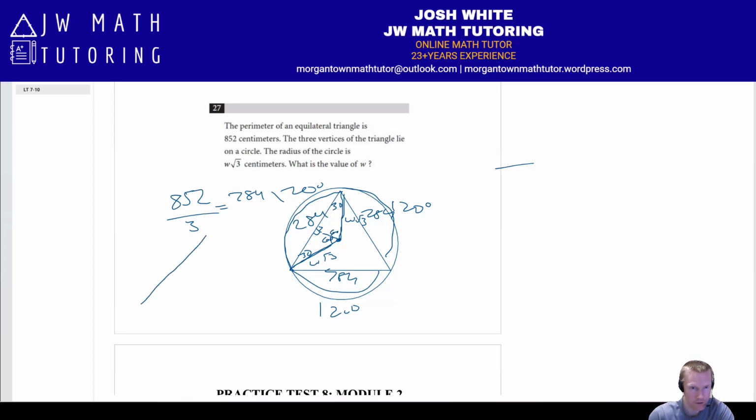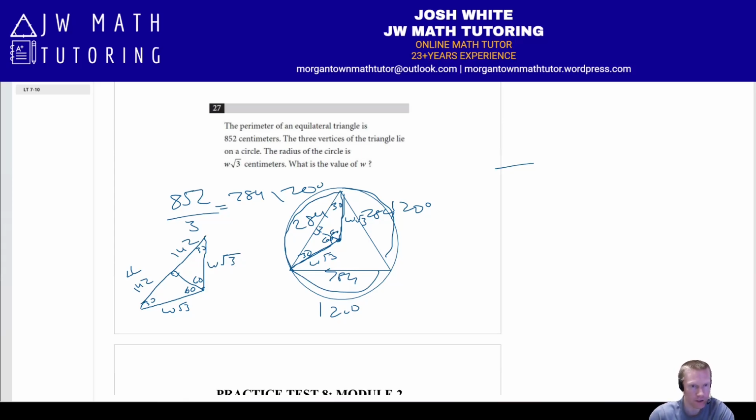So what we have is basically a 60, a 60, a 30, a 30, a w root 3 here, w root 3 up here, and what happens is this 284 gets split in half, because the two triangles are congruent. So therefore, 142, 142. Now, looking at these 30, 60, 90 triangles, 142 is the long leg. It is the side across from the 60.